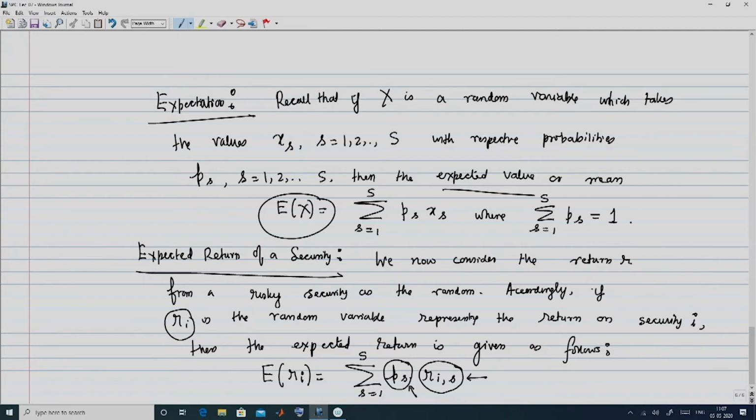So, likewise you could have another model where you basically have a much larger number of such possible values of Ri subscript s. However, as we will later see, from the practical implementation point of view, it is very difficult to figure out what this p subscript s is going to be. So, in practice we will see towards the end of this lecture that an alternative way of calculating the expectation is going to be using the historical data. Okay, now coming back to this general discussion.